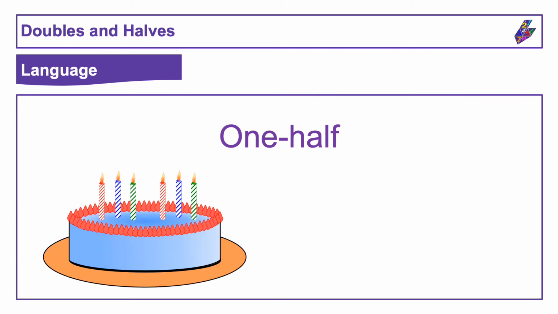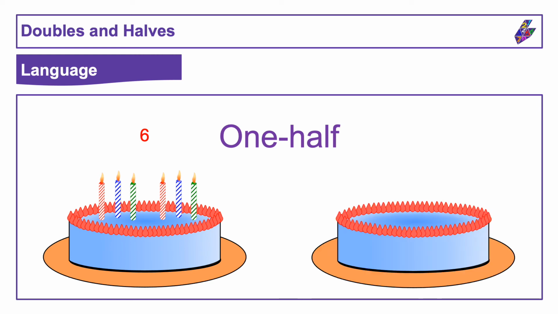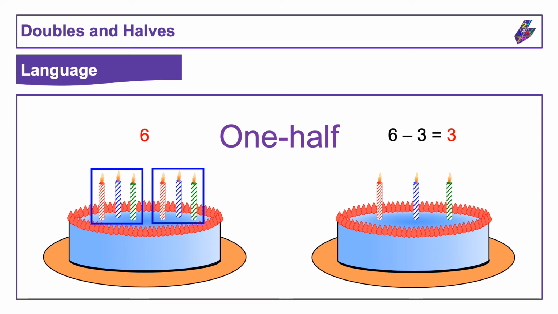One cake has 6 candles. The other cake has 1/2 of the amount. How many candles does the other cake have? If you imagine splitting the candles on the first cake into 2 equal groups, so 3 and 3, or 2 groups of 3, then 1/2 of the candles will be one of these 2 equal groups, which is 3 candles. So 1/2 of 6 is the same as 6 minus 3, which equals 3.